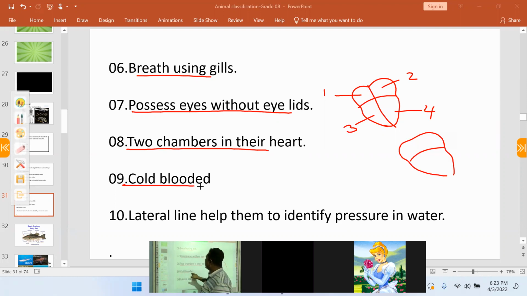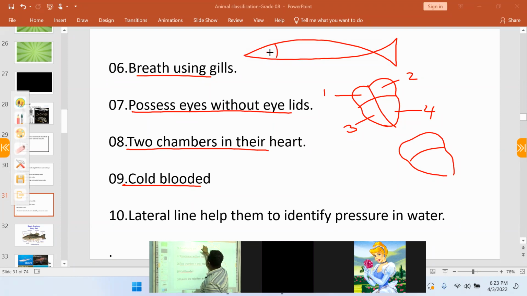They are cold-blooded animals. What do you mean by cold-blooded? Cold-blooded means their body temperature changes from time to time. When the temperature of water increases, their body temperature increases too. When the temperature of water decreases, their body temperature decreases too. So they are cold-blooded, not like us. Okay? And they have a lateral line in their body.